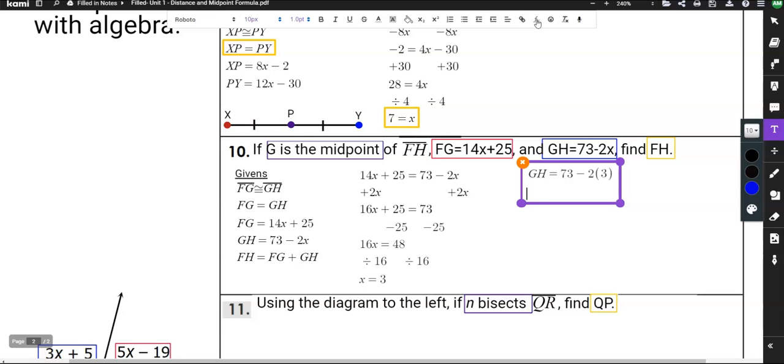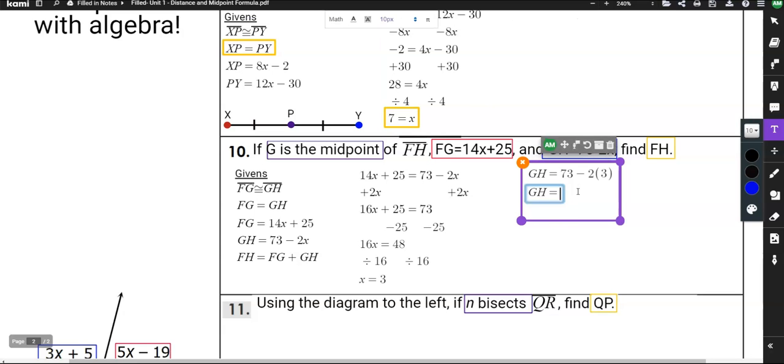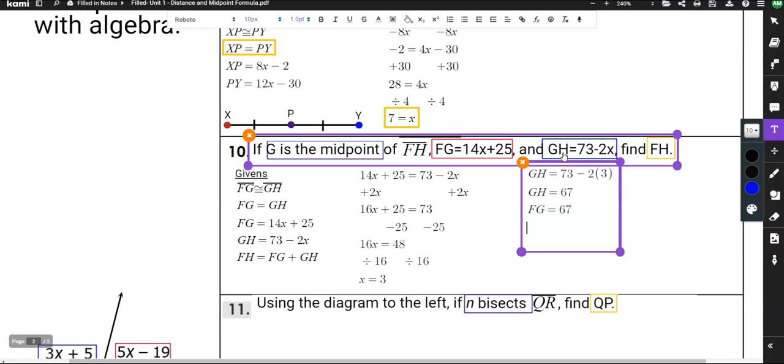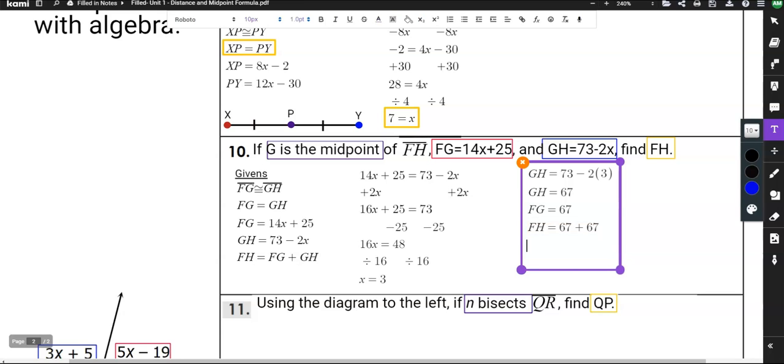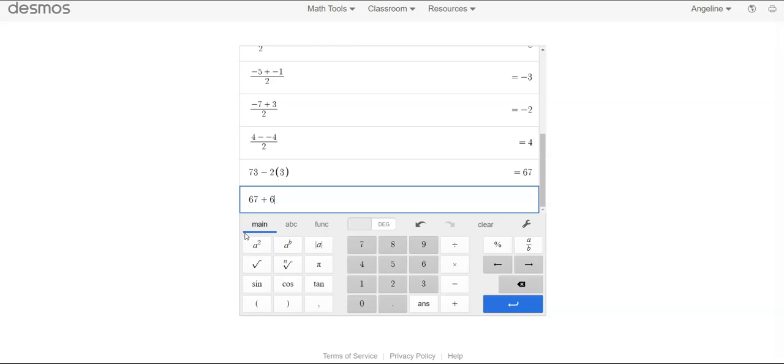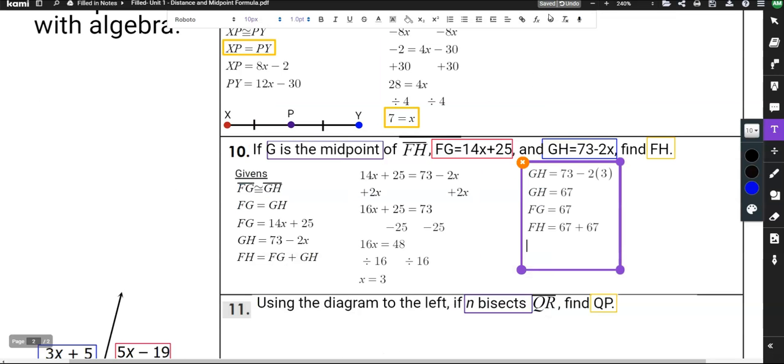So if GH is 67, then that indicates to me that FG is also 67. And so you can either multiply by 2 here, or you can just say that FH is equal to 67 plus 67. And that's going to give us 134. So FH has a length of 134.